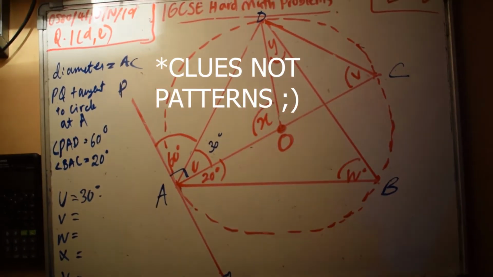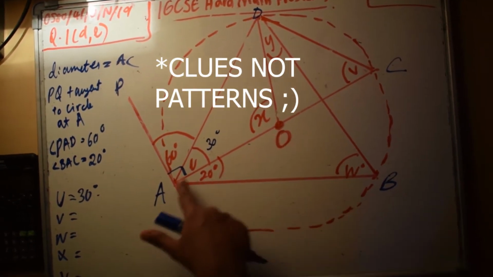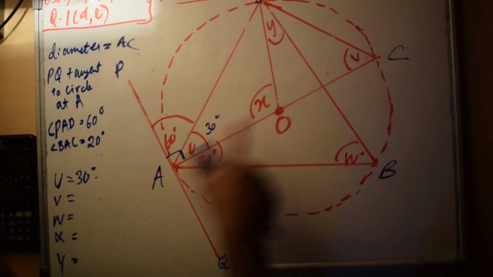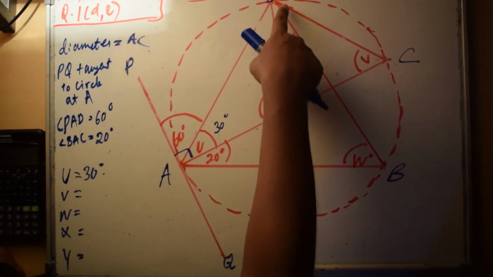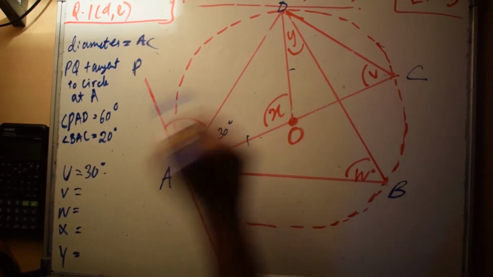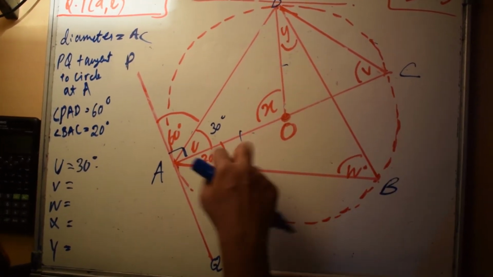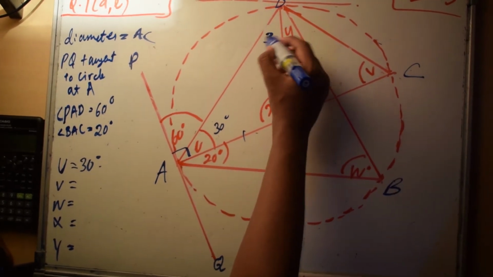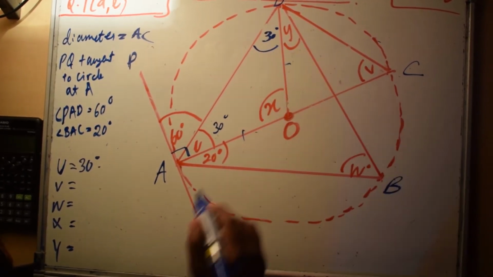So if we try to find some patterns, okay, this is the radius. OA is the radius. OD is a radius. So radii of a circle are equal. If these two sides are equal, then this also has to be equal to this. So this is also 30 degrees.